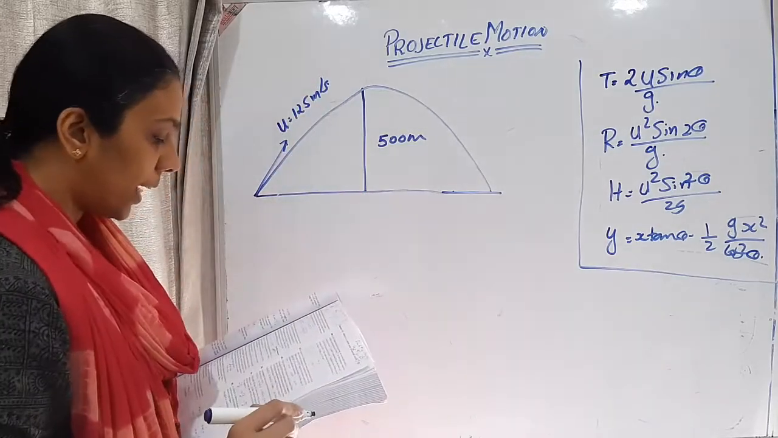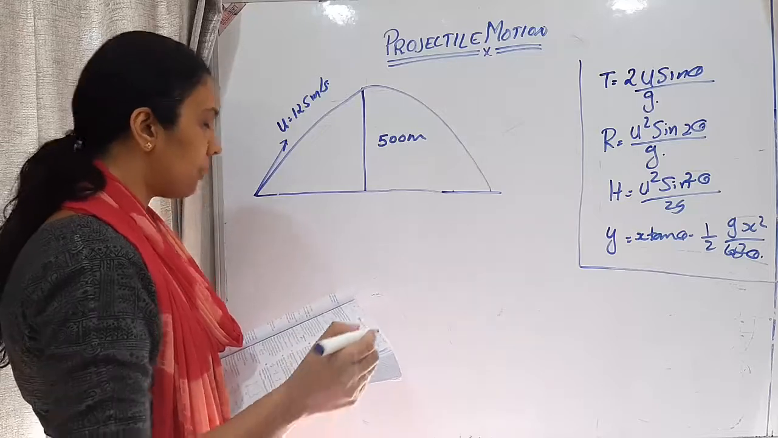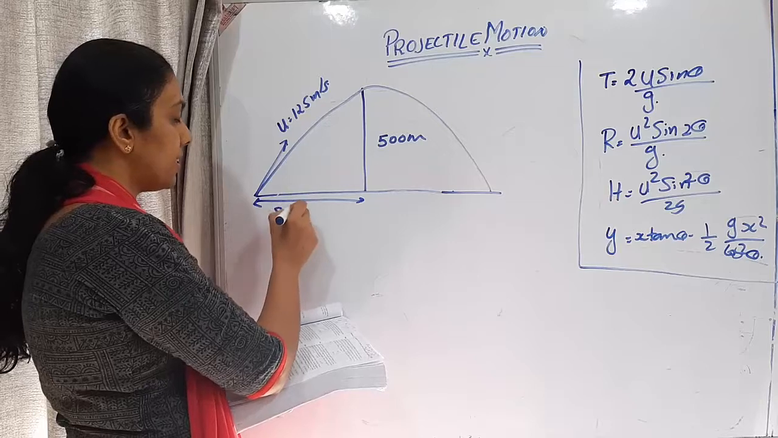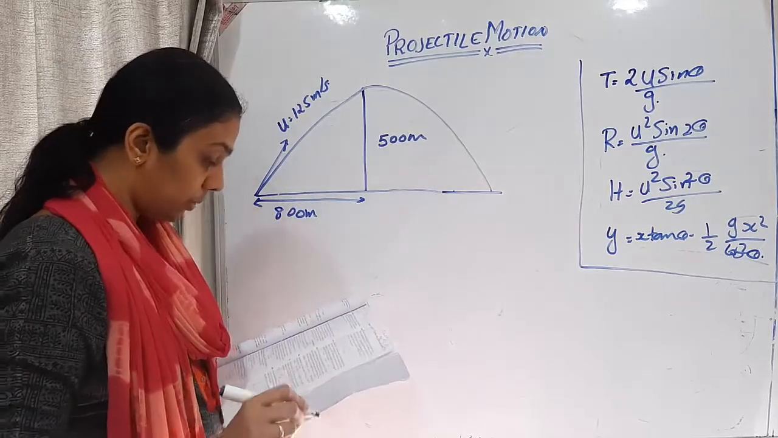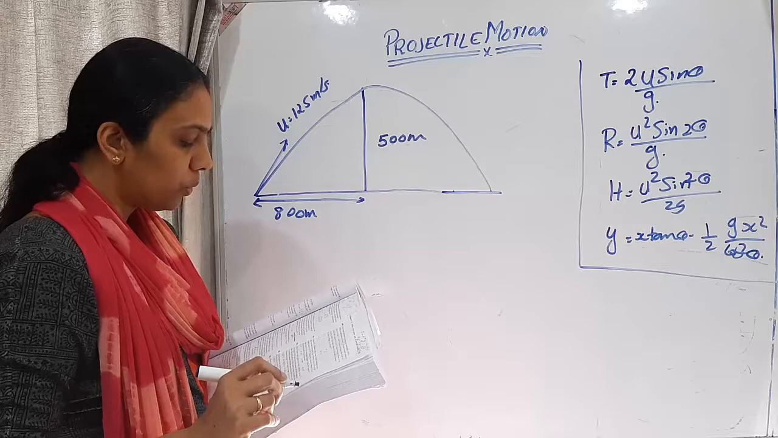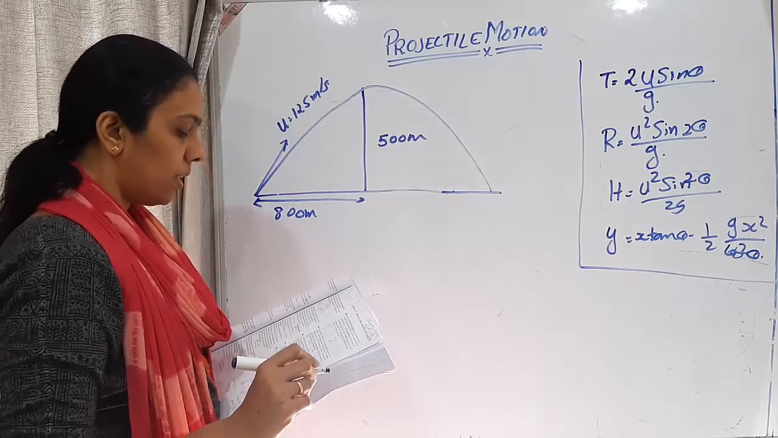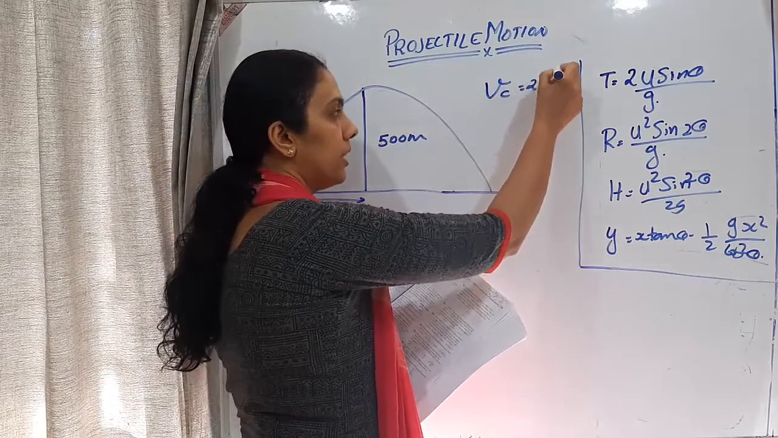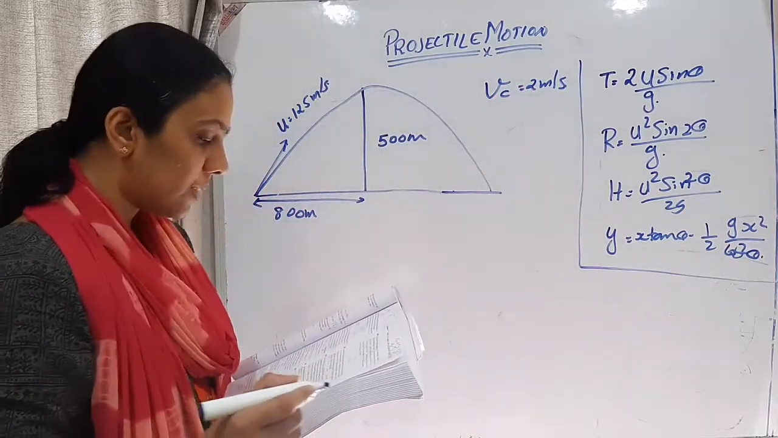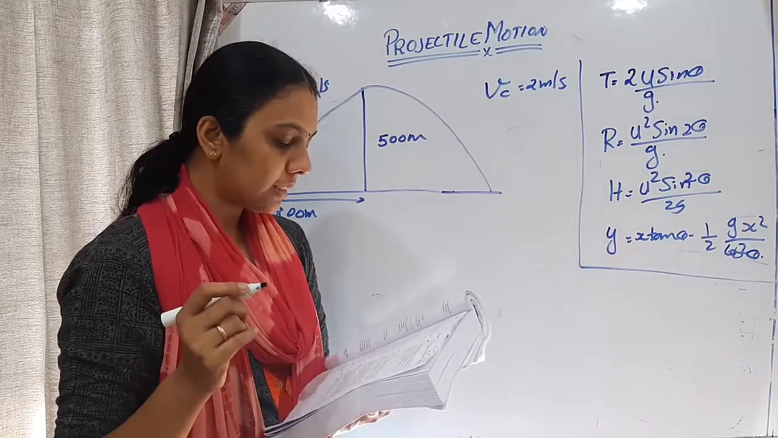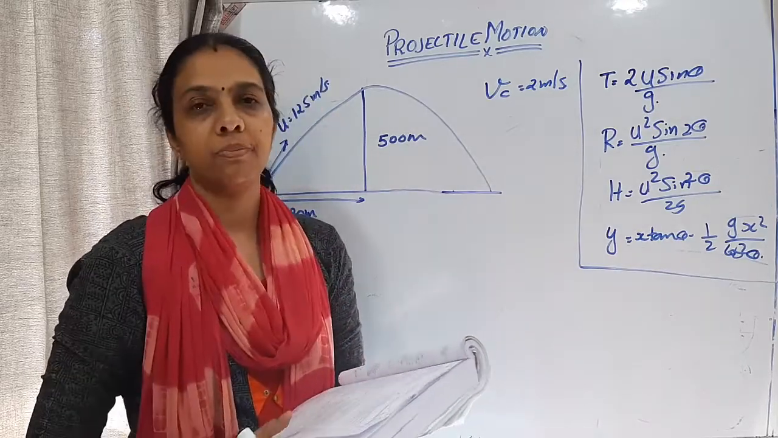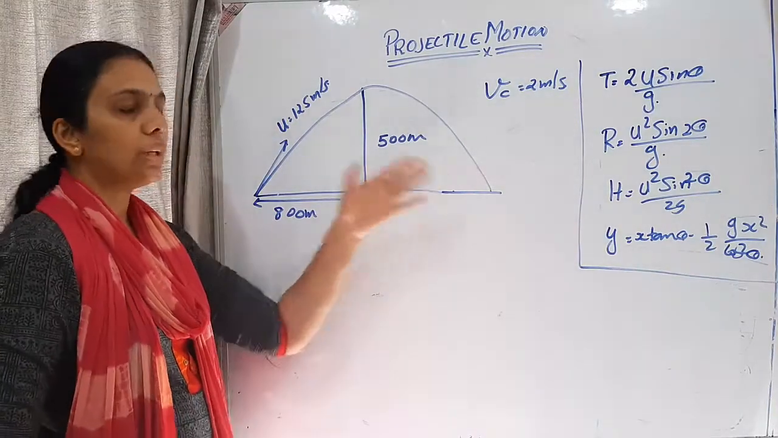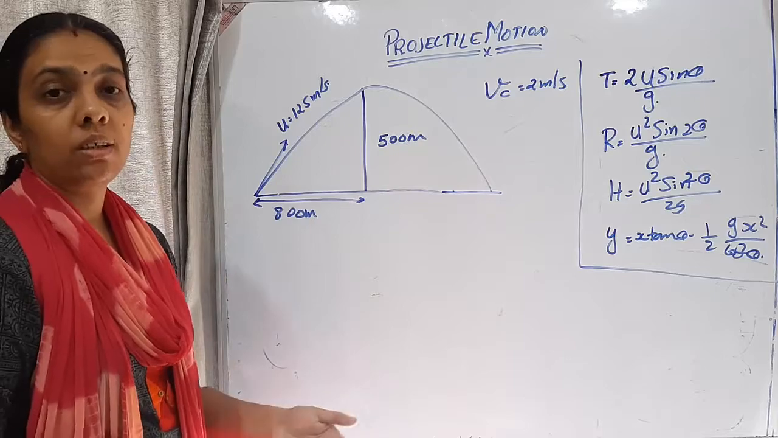The cannon is located at a distance of 800 meter from the foot of the hill and can be moved on the ground at a speed of 2 meter per second. So the velocity of the cannon on the ground is 2 meter per second. What is the shortest time in which a packet can reach the ground across the hill? How long is it required for the packet to reach the ground across the hill?